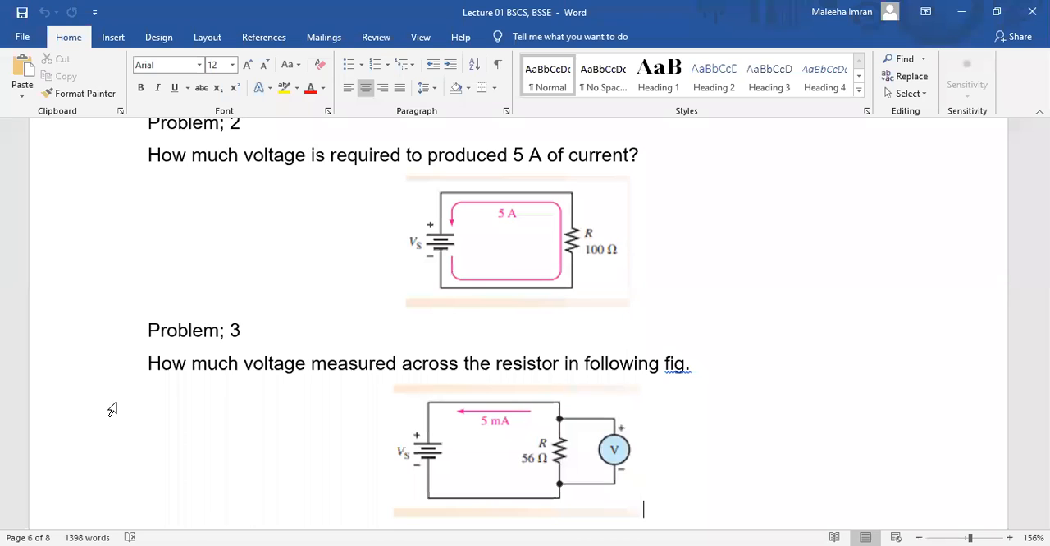And the same voltage will be across the battery, because if a number of components are connected in parallel, then the potential difference or voltage across all of them will be the same. There is a 5 milliampere current and a 56 ohm resistance. So when you multiply 5 into 56, that will provide you the voltage. So this voltage is indicated on the voltmeter. It means the reading noted on the voltmeter is the voltage of the battery.